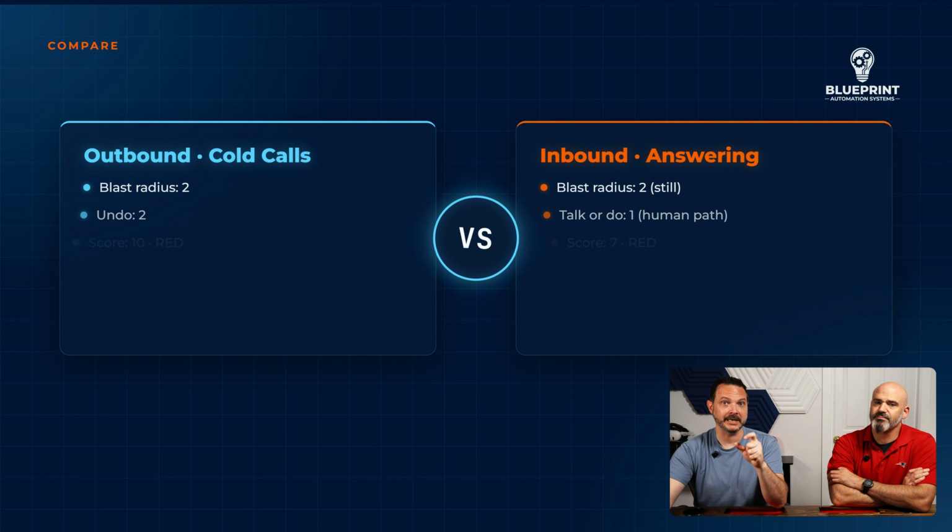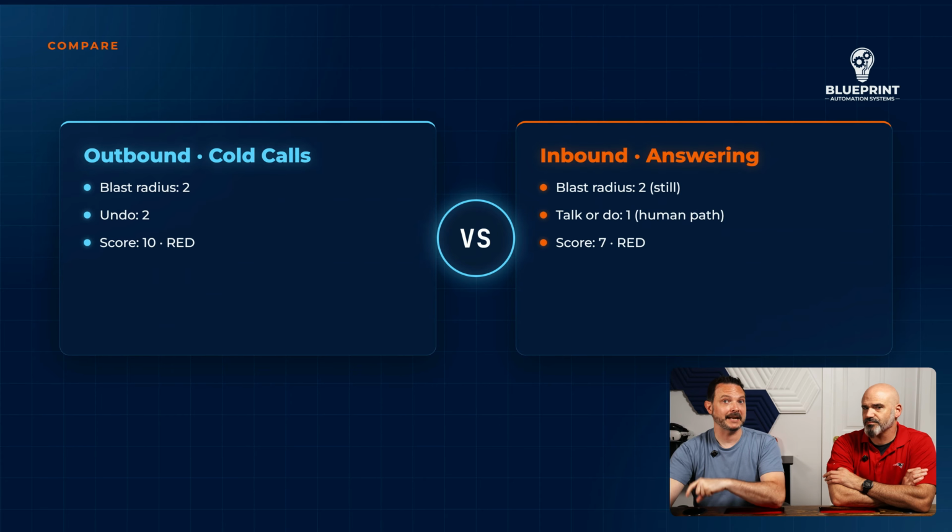Same voice technology, answering your phone instead of dialing out. Somebody chose to call you. So question 3 drops to a 1 because they're expecting to be answered. Undo also comes down to a 1 because you can always call somebody back. Talk or do is also now a 1 because if there is a clear path to a human being, you've got kind of like a way out there, so it lessens the risk rating.